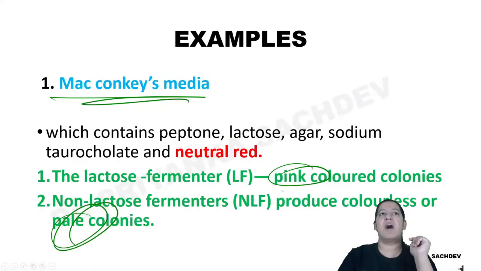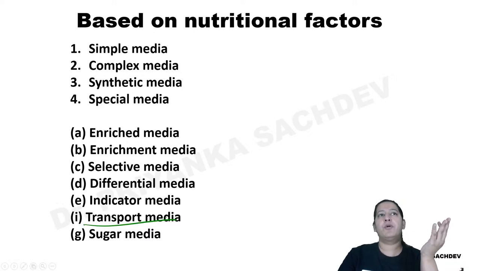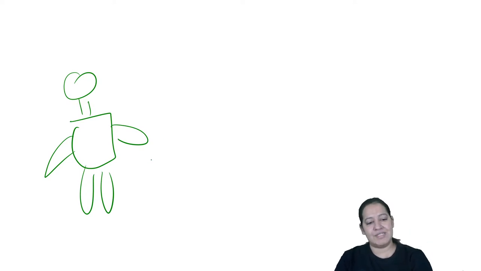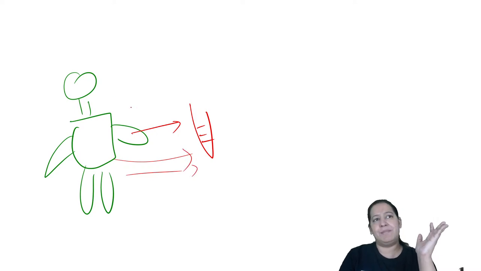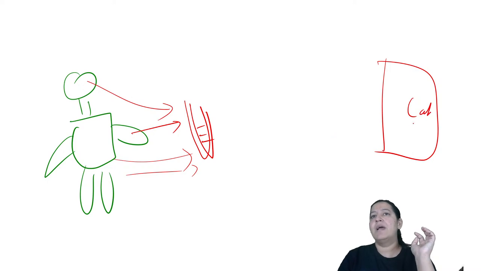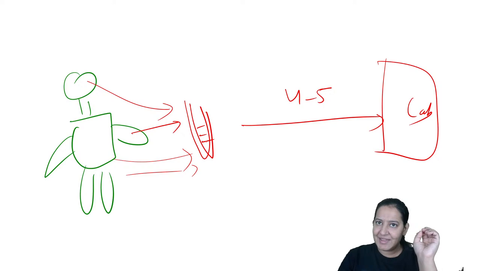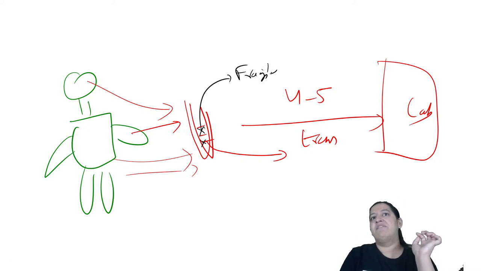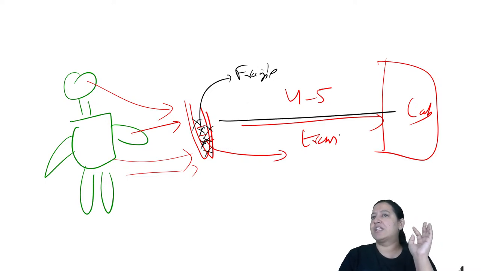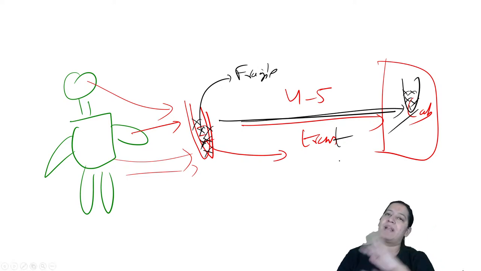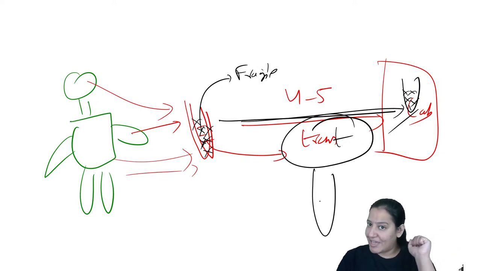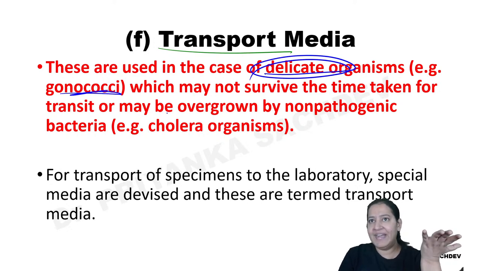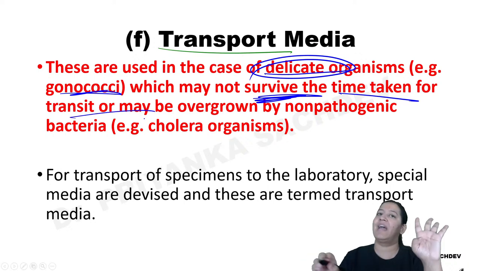So let me move to transport fast. Transport, as the name indicates, is required for transport. Suppose there is a person at home who is sick, and a lab technician goes for home collection of the sample. We have taken blood or any specimen, urine, stool, CSF, collected at home. The laboratory is far, and the transport requires 4 to 5 hours. If I take this specimen on transport, the bacteria inside it will die, because some bacteria are very fragile and delicate. It will die during transport only, and when it reaches the lab, we will not find anything inside the test tube. So there is no use of the collection. During this transport, we should use a special media known as transport media. That is the definition of transport media. Transport media is required for delicate organisms like gonococci. They cannot survive the time taken for the transport. During the transport, they will die.